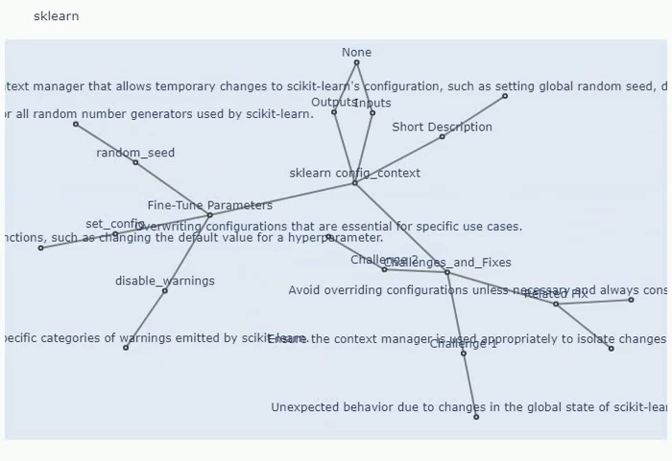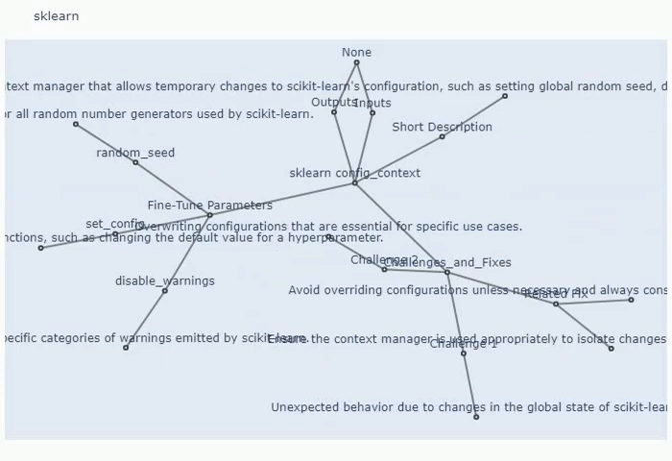Set config. This parameter allows you to modify the default settings for specific estimators or functions. For example, you might want to change the default value of a hyperparameter in a specific algorithm like decision tree classifier. Challenges and fixes. Challenge 1.